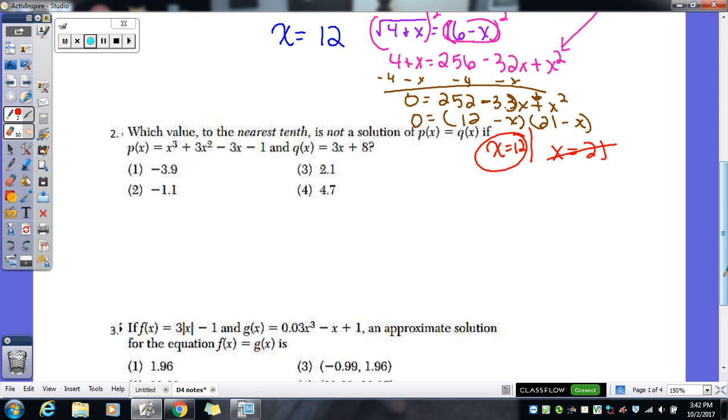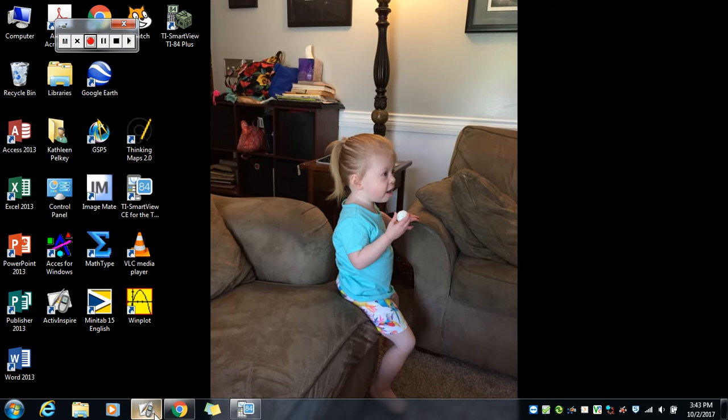Let's take a look at the next one, number 2. Since this one is a multiple choice question, just use your graph for it. So you're going to type it in the calculator. I'm going to type this under my y1, and I'm going to type that one under my y2. So y1 is going to be x cubed plus 3x squared minus 3x minus 1.